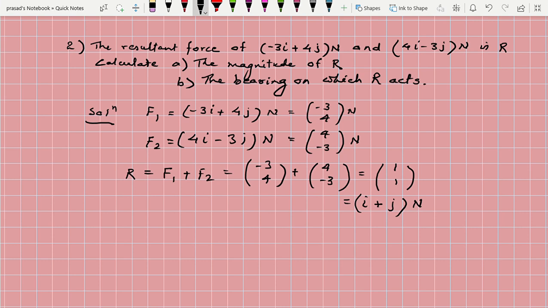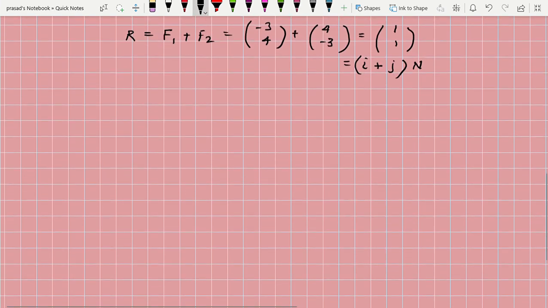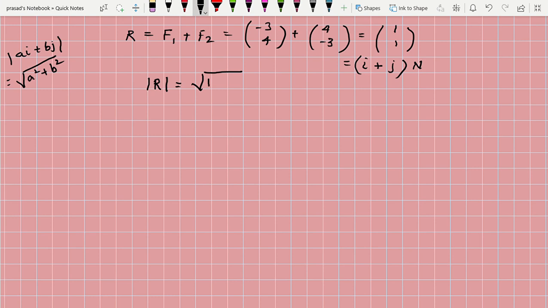Now I want to find out the magnitude of this resultant. So let us go back. Suppose there is a vector ai plus bj, and I want its magnitude. How do you find the magnitude? Square root of a square plus b square. And hence here the magnitude of vector R will be square root of 1 square plus 1 square, which is square root of 2 Newton.